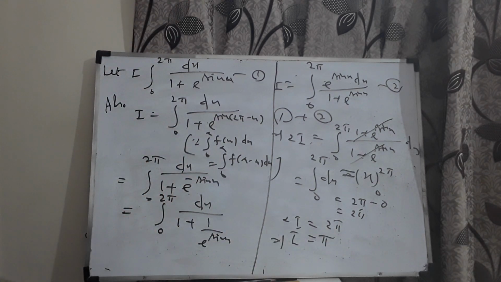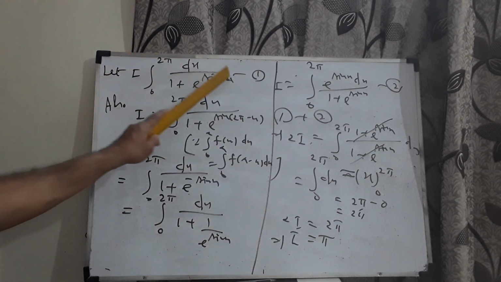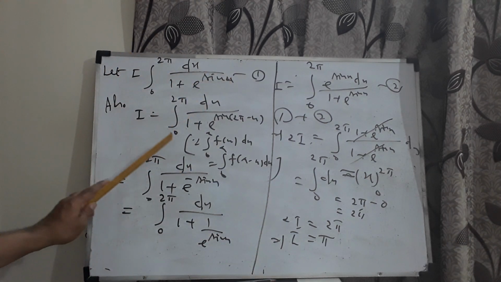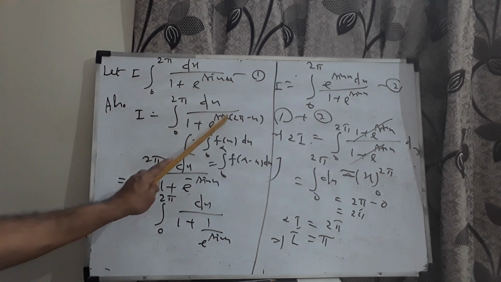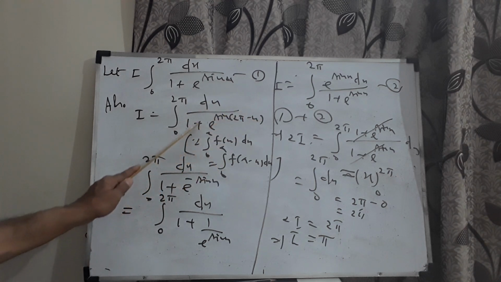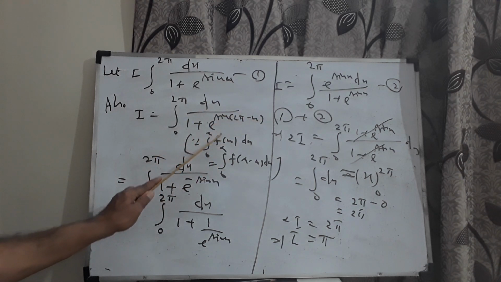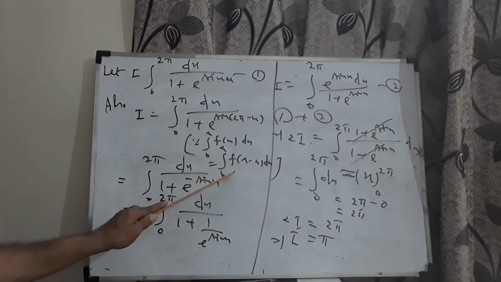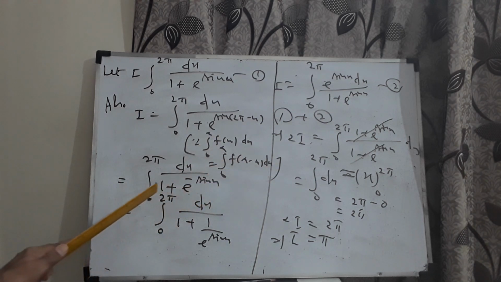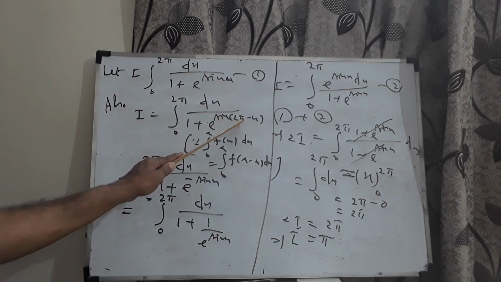I repeat the whole process. I assume it to be I. Also, I equals integral from 0 to 2 pi dx by 1 plus e power sine of (2 pi minus x). The reason behind this: integral from 0 to a of f of x dx is integral from 0 to a of f of a minus x dx. But 2 pi can be written as 4 into pi by 2.